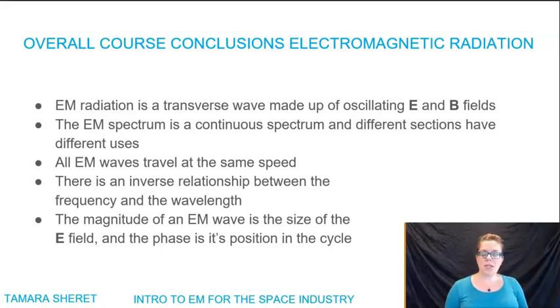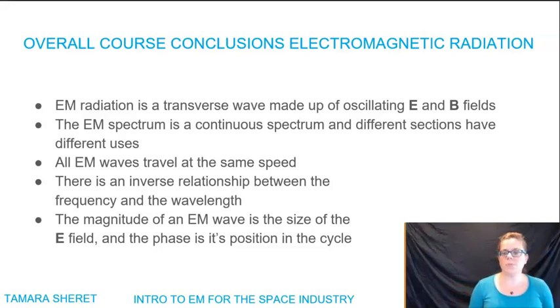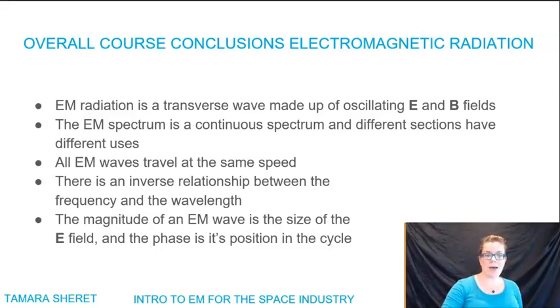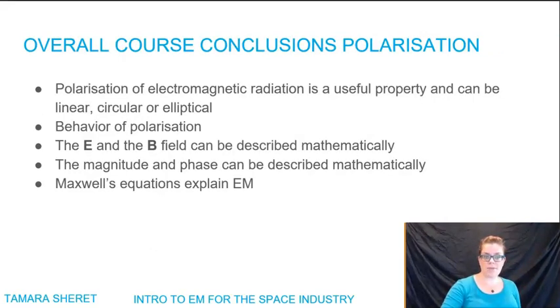We know that the magnitude of an electromagnetic wave gives you the size of the electric field, and its phase gives you its position in the cycle. So these are two important properties that we need to know about electromagnetic waves. Other properties that are really useful to know for the space industry: polarization. It's a really useful property, and we know that this polarization can be linear, circular, or elliptical.